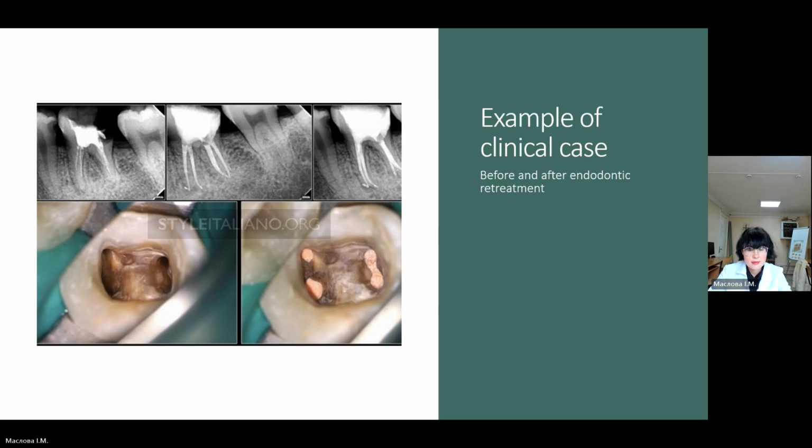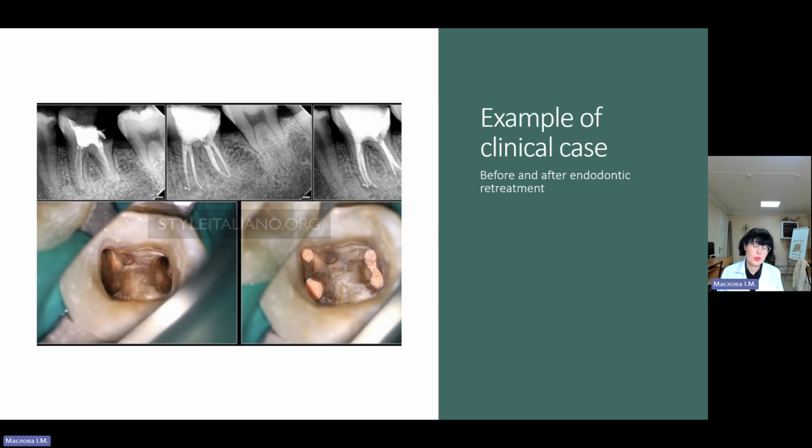The next image, the same tooth after retreatment and after filling with sealer and gutta-percha points. The radiographs in different projections show us that the retreatment was provided successfully. It is the aim of retreatment and the aim of endodontic filling, or endodontic obturation. You can see the homogeneous filling of each root canal.